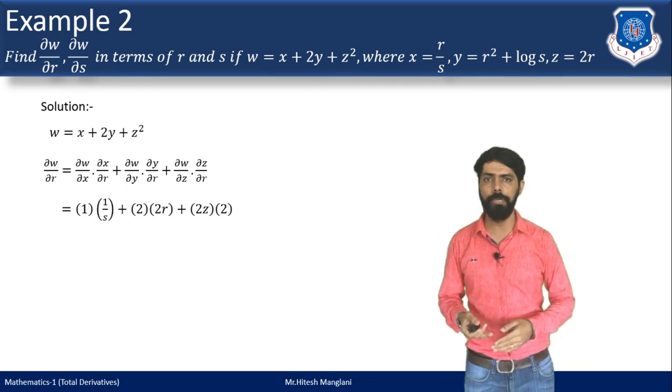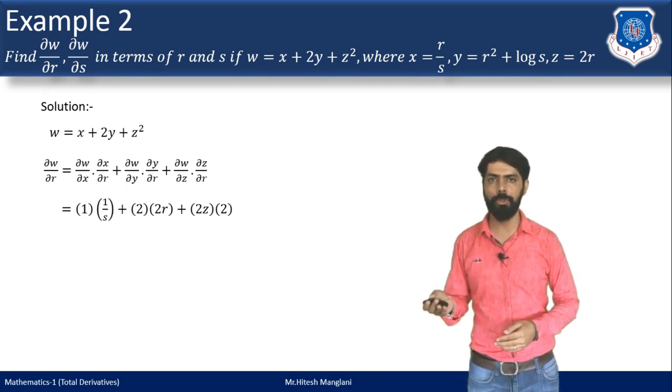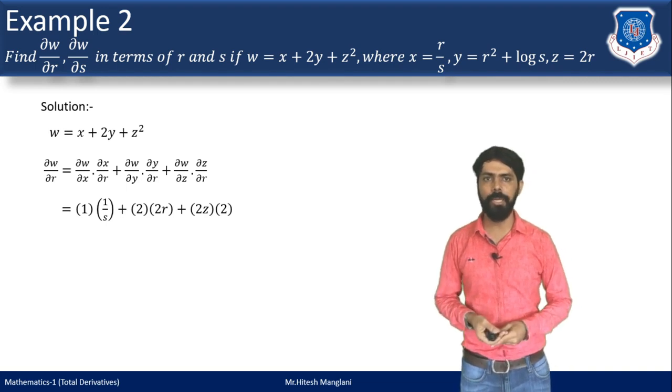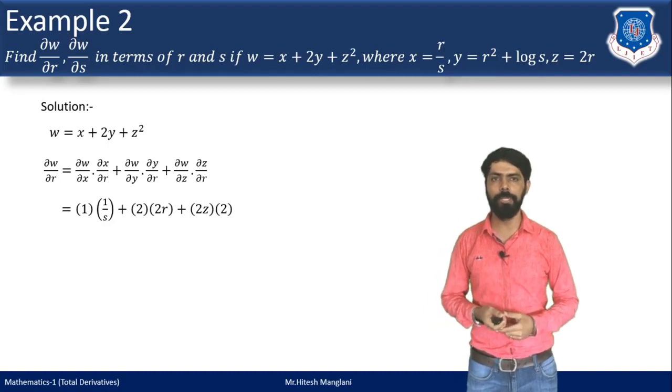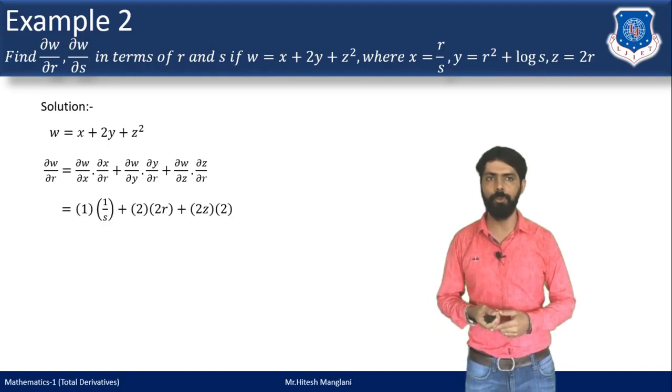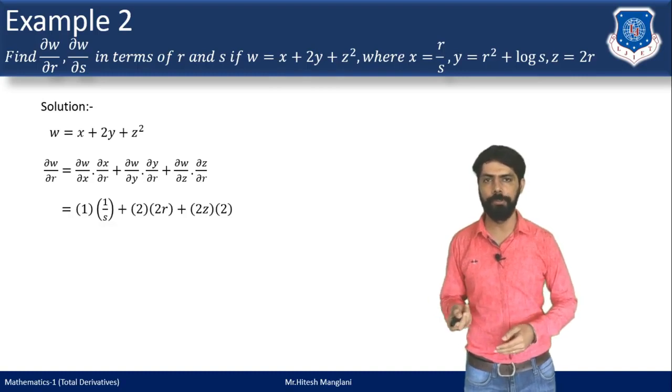So del w by del z will be 2z, because the first term, x, is a constant, so its derivative is 0. The second term is 2y, so its derivative is also 0, and the derivative of z square is 2z. Now del z by del r. What is z? Z is 2r. So if we take the partial derivative of z with respect to r, it will be 2 into 1, because the derivative of r is 1.